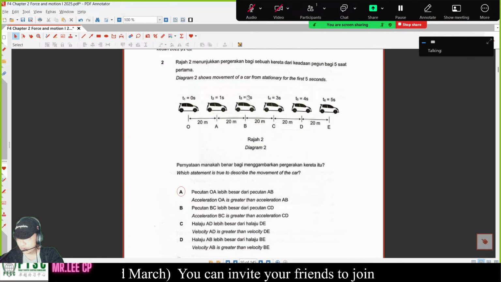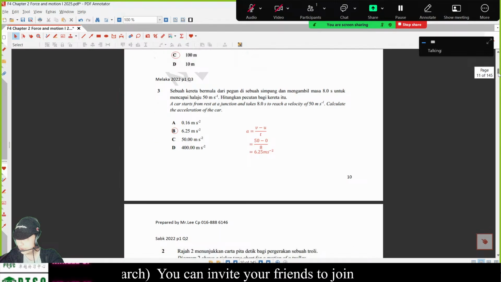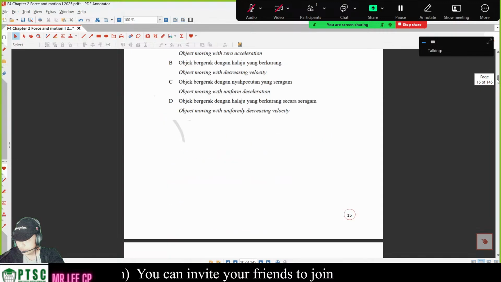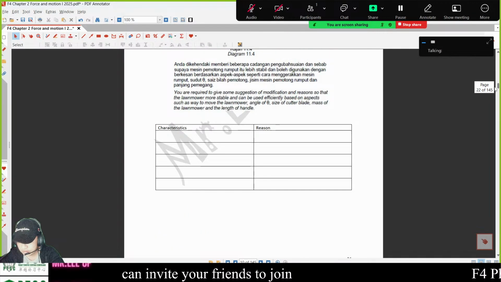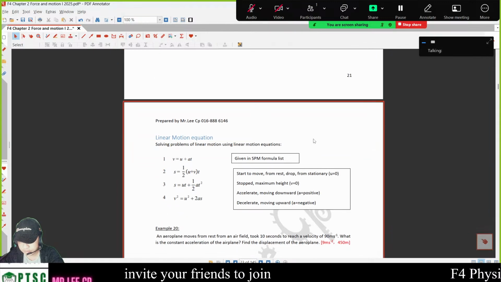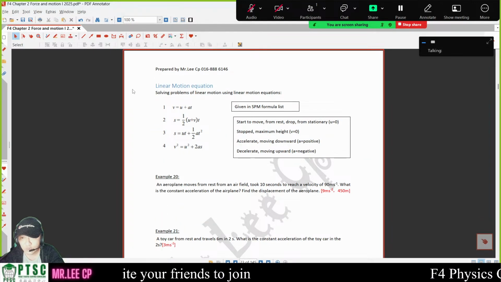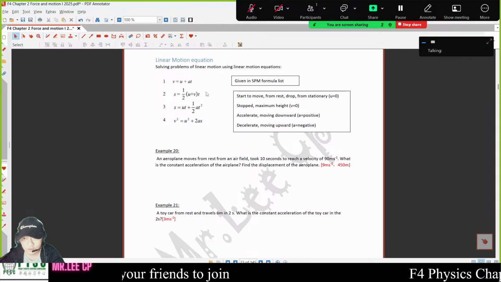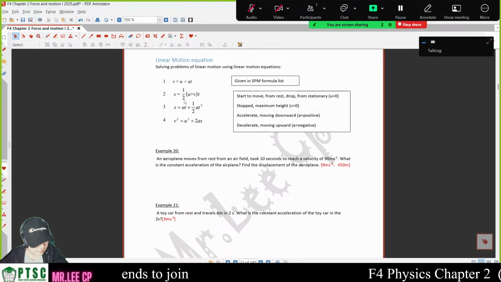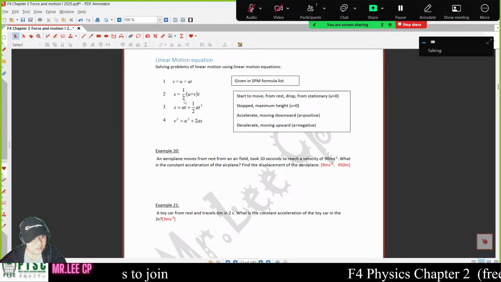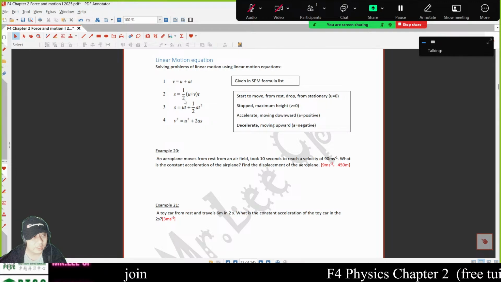So today we are going to start something new, which is the linear motion formula. This is very, very important. The linear motion equation, or linear motion formula. We have 4 formulas here, and I wish you can remember these 4 formulas.